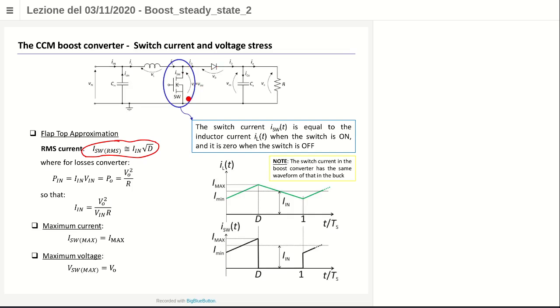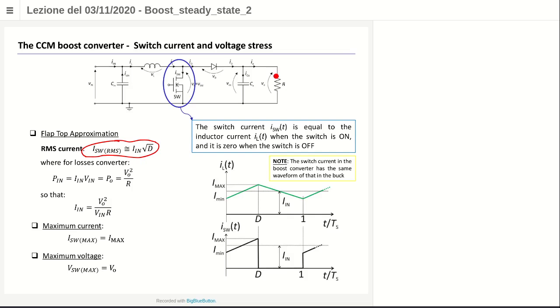So the voltage across the drain source, this voltage here, when the diode is on and the switch is off, is exactly the output voltage, V0. Okay? V0 is larger than V in in a boost, so you have to consider which is the V0 voltage, and you have to be sure to choose a switch with a breakdown voltage which is larger than the V0 voltage.